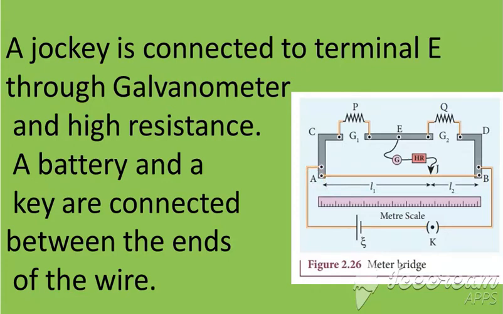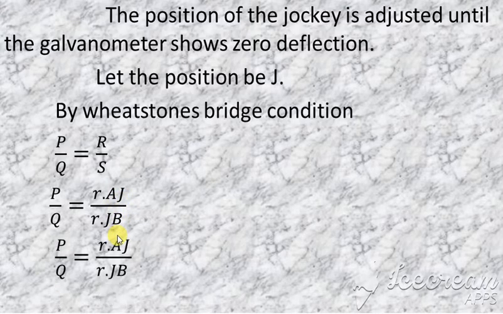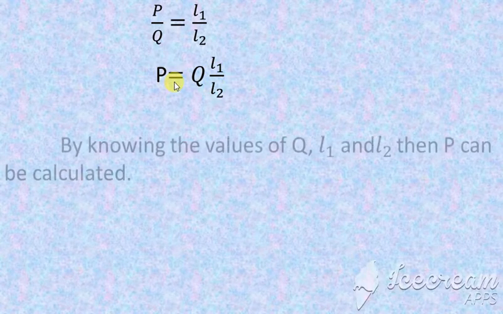So we'll be writing P by Q is equal to R by S, and so this is R into AJ divided by R into JB. Now this R gets cancelled. Instead of AJ, we can write L1, and JB we can write as L2. So we are writing L1 by L2. Now bring this Q to this side, and we'll get P is equal to Q into L1 by L2. By knowing the values of Q, L1 and L2, we can find the value of P, that is the unknown resistance. Next is to find the specific resistance.